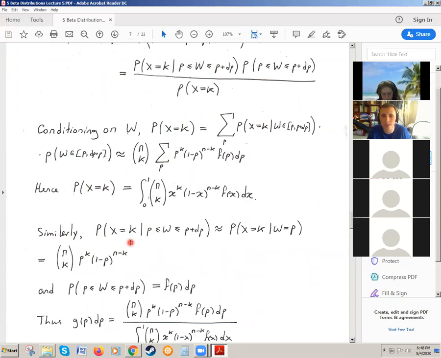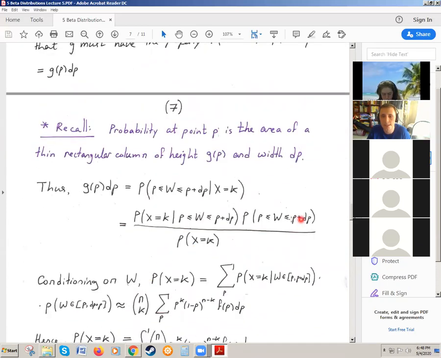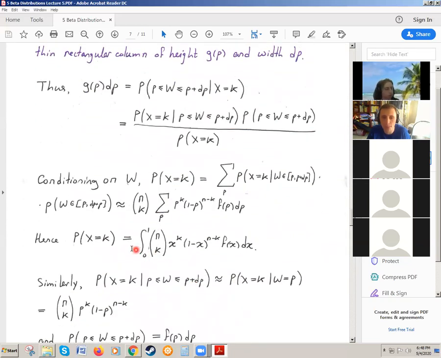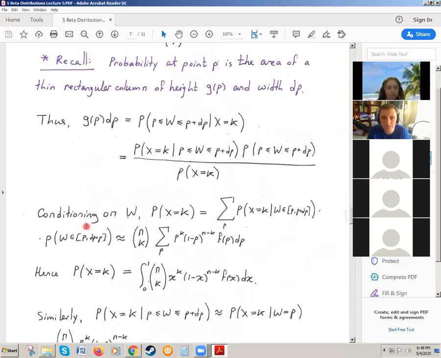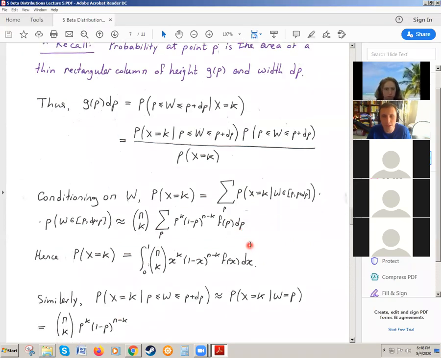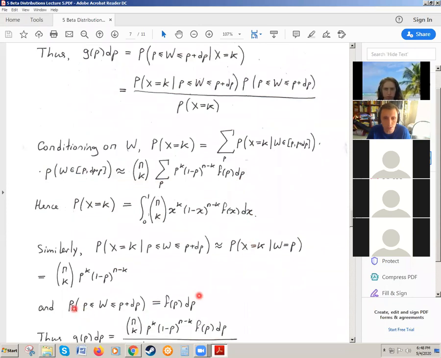And next, I need to estimate this part here: the probability that W is between P and P plus dP. The original prior probability where that happens is... I looked at it wrong, sorry. So it should be here, right? It's f of P times dP.